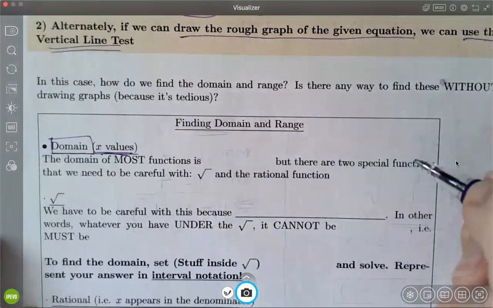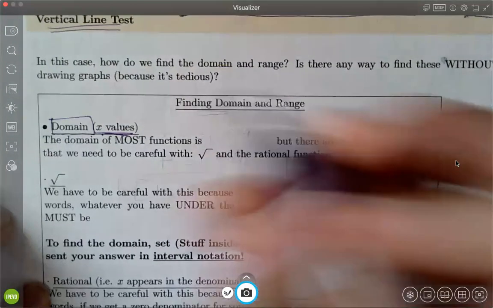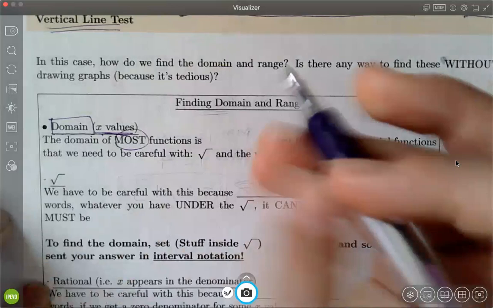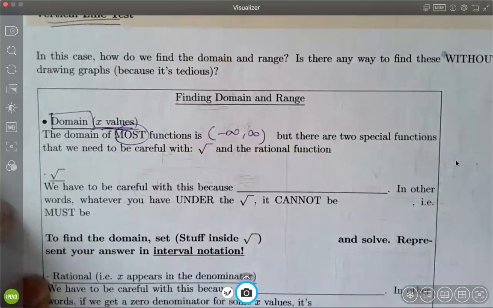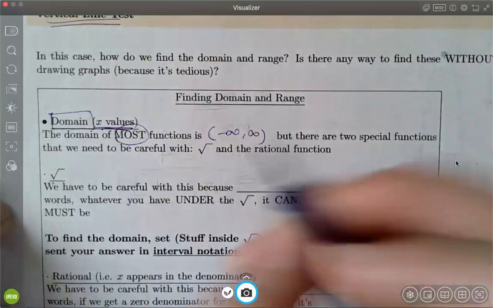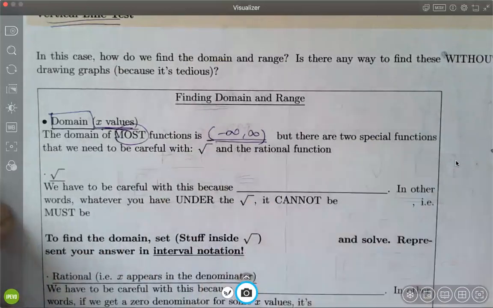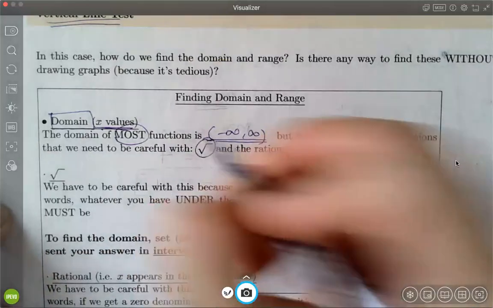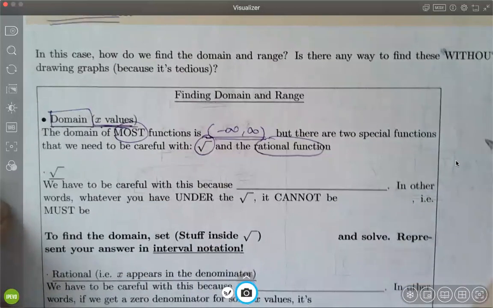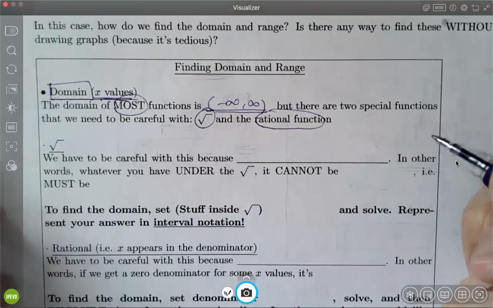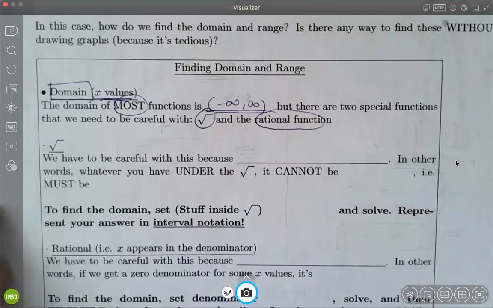The fact is the domain of most functions is that. What does that mean? Everything. The domain of most functions is everything. However, there are two exceptions: square root and the rational function. Now let's look at these two special cases. First, square root.